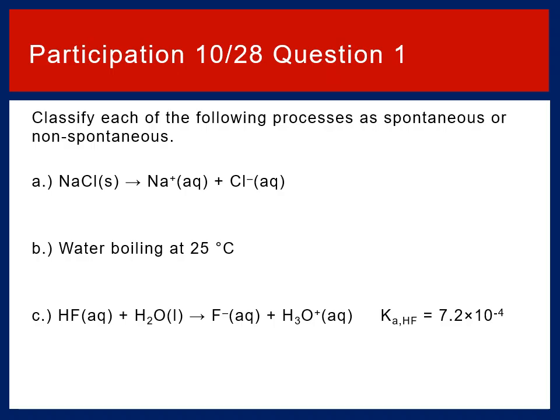Again, classify each of the following processes as spontaneous or non-spontaneous. A, solid sodium chloride becomes aqueous sodium and chloride ions. B, water boiling at 25 Celsius. And C, hydrofluoric acid reacting with water to make fluoride and hydronium. The equilibrium constant for that is given as 7.2 times 10 to the negative fourth.